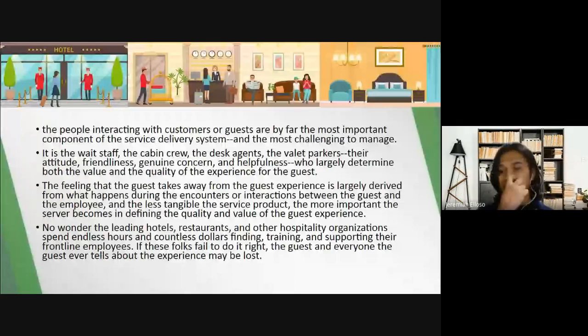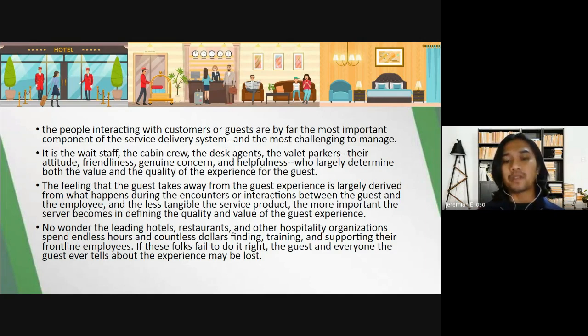Okay, so the feeling that the guest takes away from the guest experience is largely derived from what happens during that encounter or interaction between the guest and the employee. And the less tangible the service product, the more important the server becomes in defining the quality and value of the guest experience. So, no wonder the leading hotels, restaurants, and other hospitality organizations spend endless hours and countless dollars finding, training, and supporting their frontline employees. So that's what I have been mentioning since a while ago.